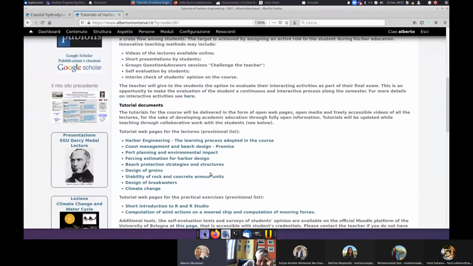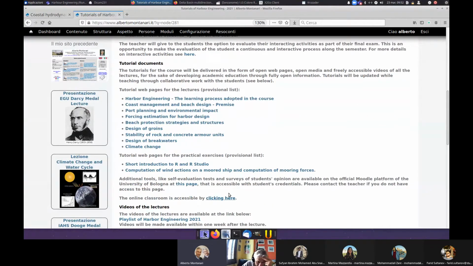Now let's look at the list of the lectures. What we did so far was forcing estimation for Harbour design, as you may remember, and then we made the exercise computation of wind actions on a moored ship. When I talked about forcing estimation, I mentioned to you that in some instances for important projects, we may need to go beyond the empirical relationships, to go beyond the rules of thumb that I suggested to you.